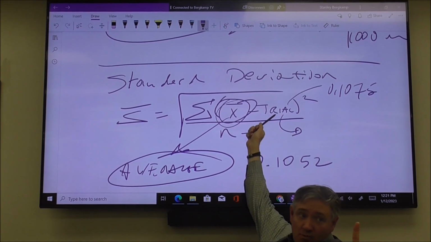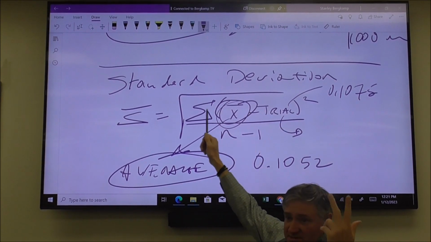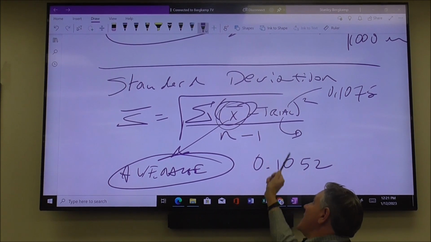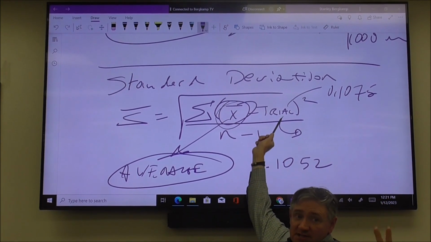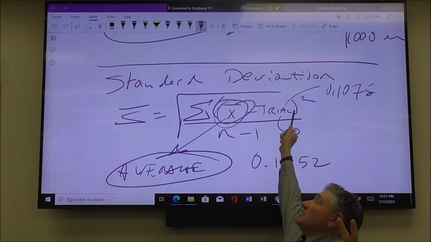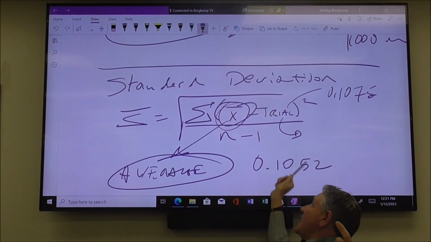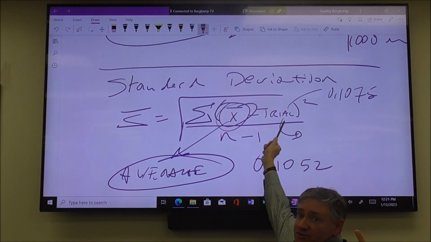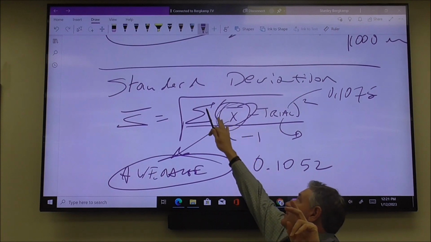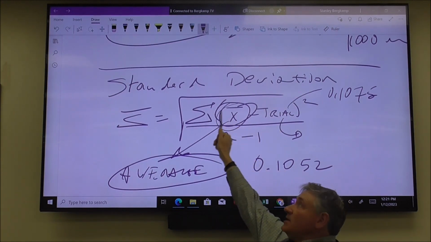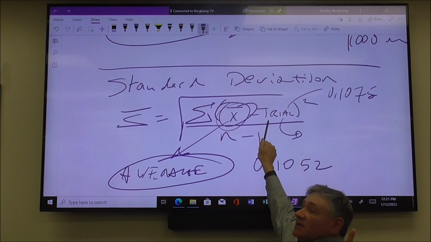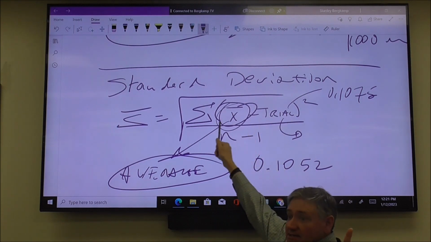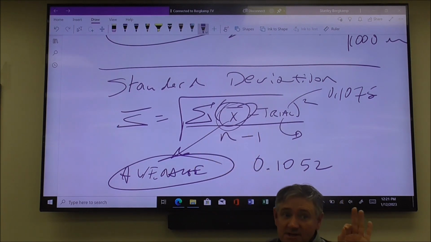So that's going to get me 1. Then for the second one, I'm going to take this average minus whatever I got on the second trial, square that. This average minus whatever I got on the third trial, square that. This sigma means sum. So I'm going to have 3 different values that I'm going to add together, okay? Basically you're going to take the average minus each trial and square it, and you do that 3 times.